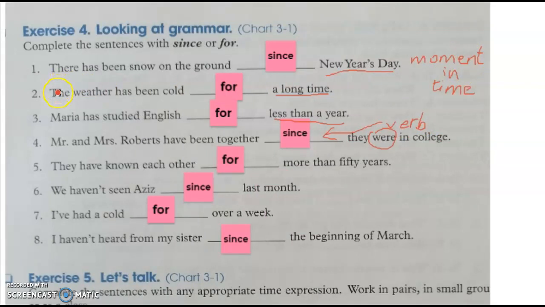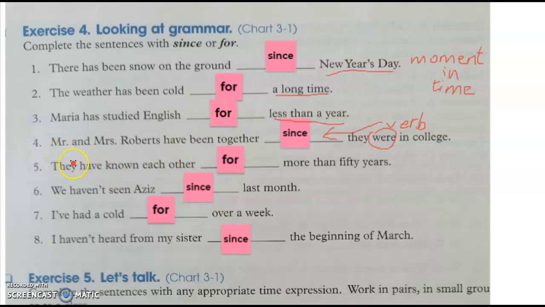The first example, there has been snow on the ground since New Year's Day. New Year's Day is a specific moment in time. Therefore, we use since with it. The weather has been cold for a long time. A long time is a duration. So we use for with it. Maria has studied English for less than a year. Less than a year is actually a duration of time, so we use for with it.